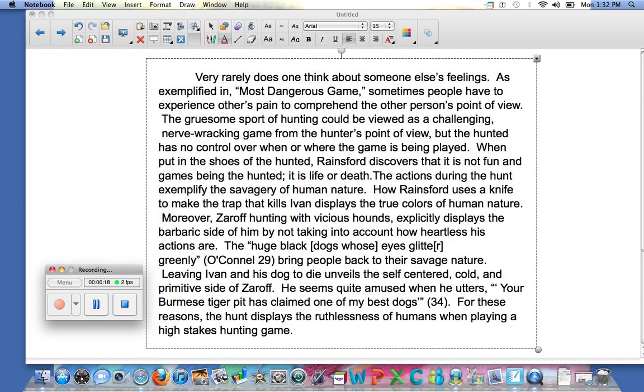Here we see a body paragraph from a student's literary analysis essay about the short story The Most Dangerous Game by Richard O'Connell. As the student is providing their evidence and rationale for their argument within this paragraph, the student uses two direct quotes from the story.